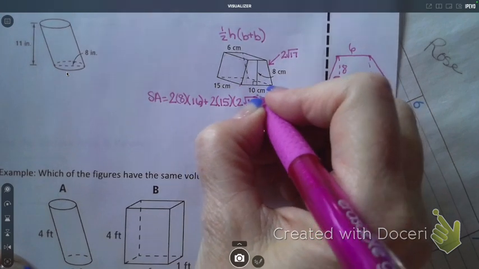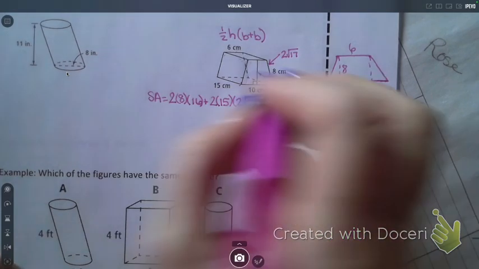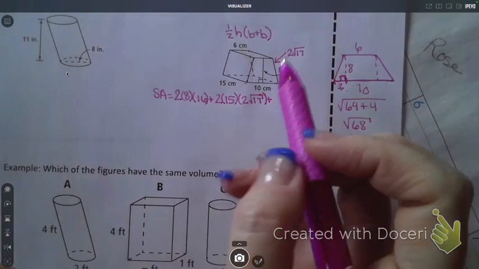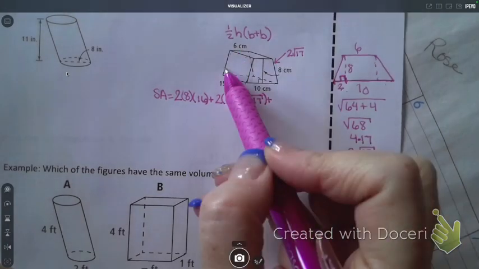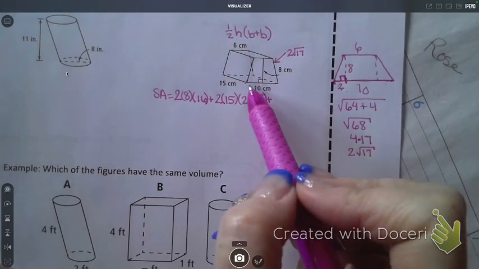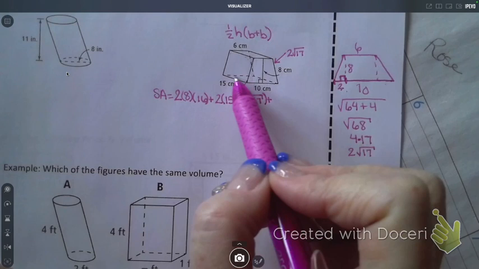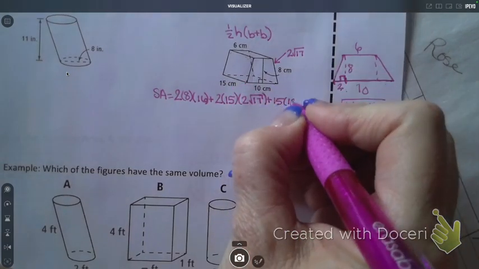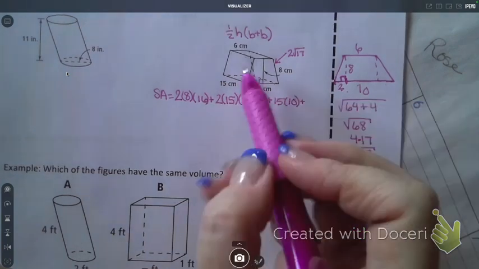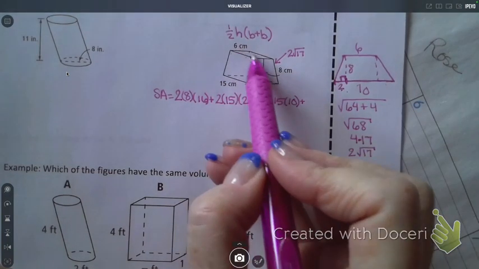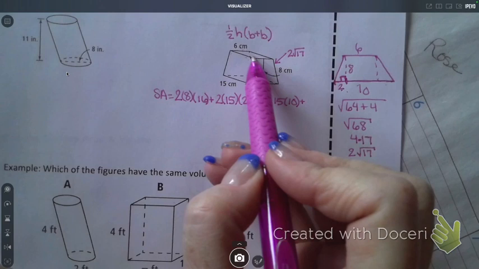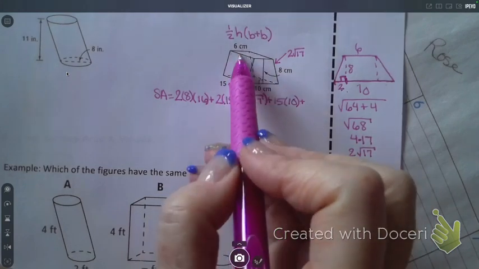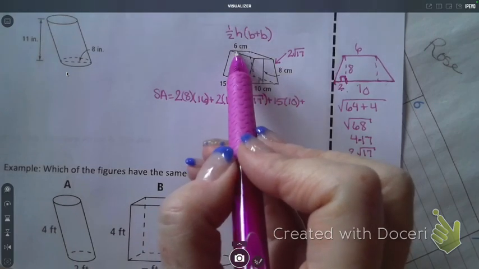Now, are they all going to be that bad? No. But sometimes they are going to be that bad. Okay, so we got the front, the back, and the sides. I need the bottom and the top. Well, the bottom is what? 15 times 10. And the top is? 6 times 15.